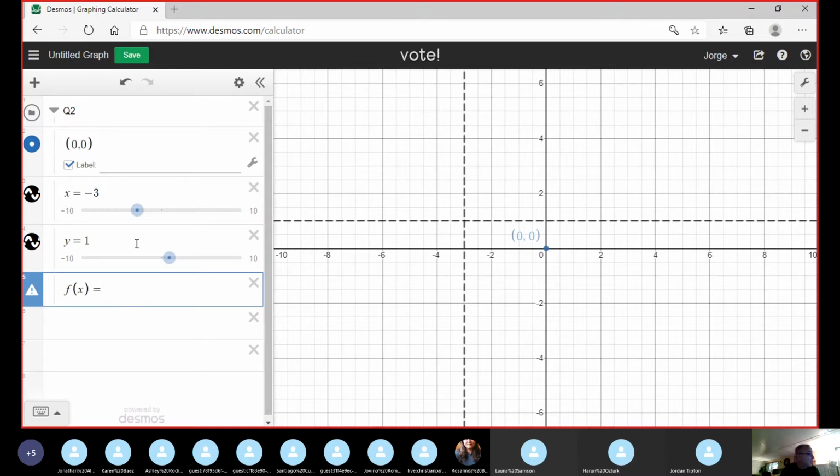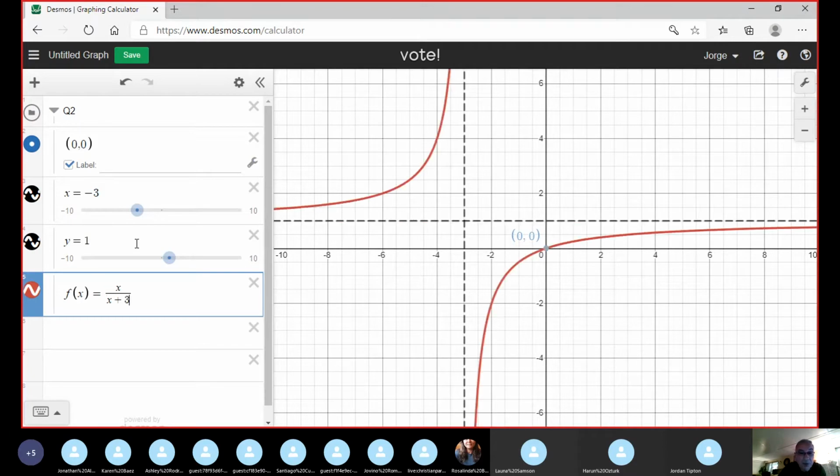And you type x over, division, parentheses, not necessarily parentheses, x plus 3. This is the graph. Look at that. Well, 0,0 is a point. Then we need, suppose, additional points.